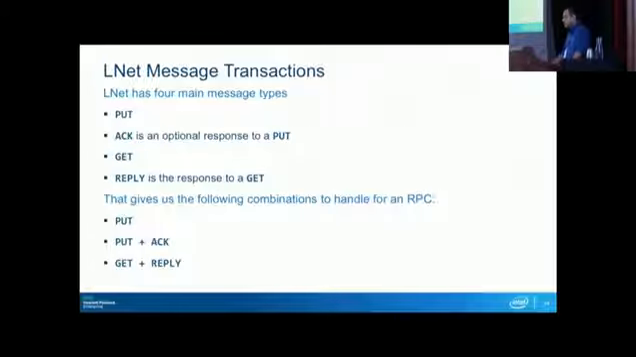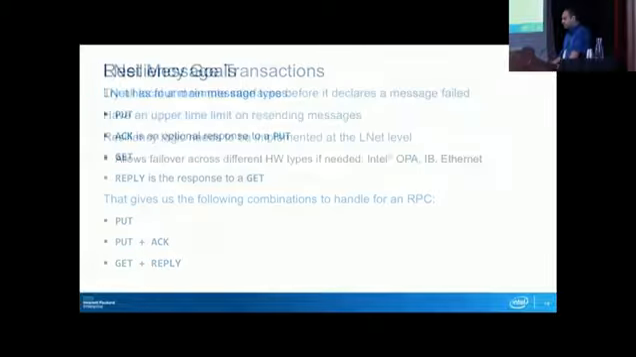So to cover quickly the LNet messages, there are 4 different types of LNet messages. There's the put, the ACK, which is a response for the put, get, and a reply, which is a response for the get. This gives us 3 different combinations that we need to handle. Just put by itself, put that requires an ACK response, a get which always requires a reply response.